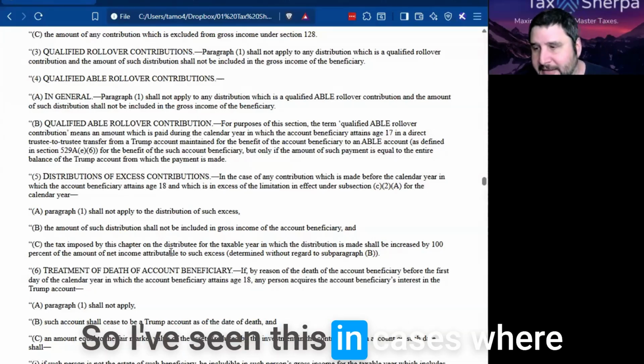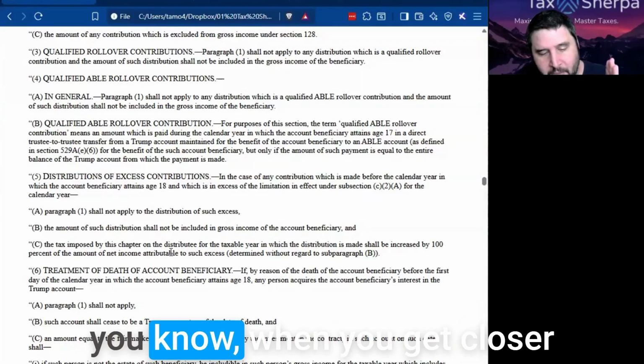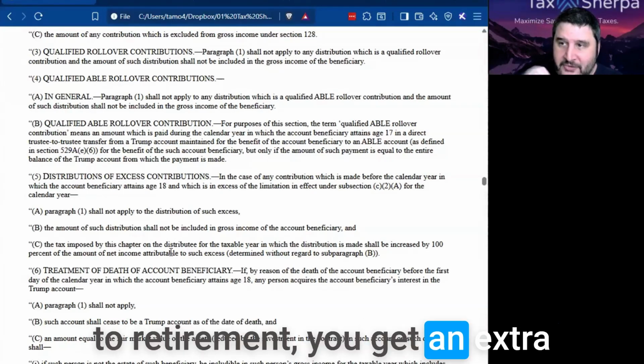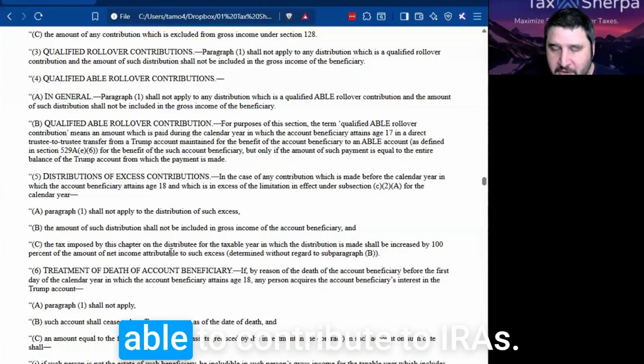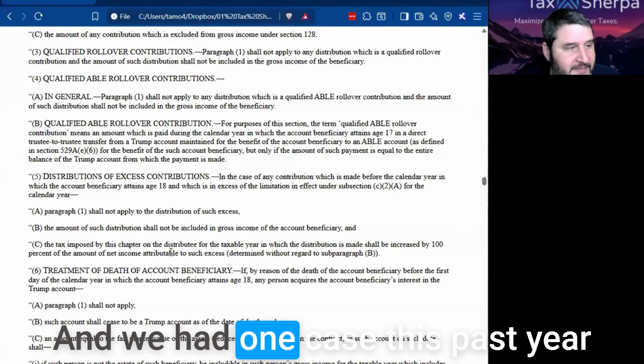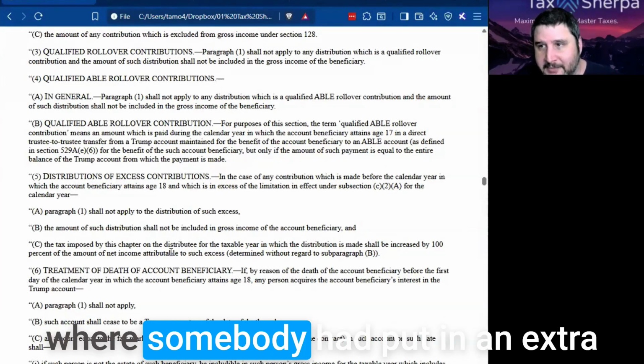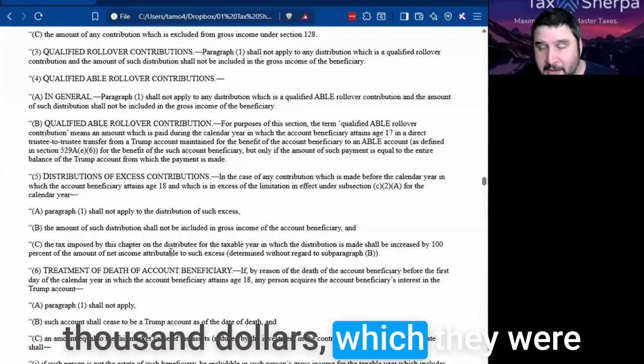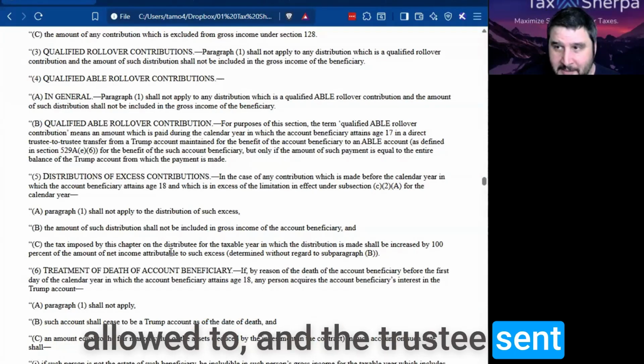I've seen this in cases where, when you get closer to retirement, you get an extra booster to your amount to be able to contribute to IRAs. And we had one case this past year where somebody had put in an extra $1,000, which they were allowed to, and the trustees sent them that money back.